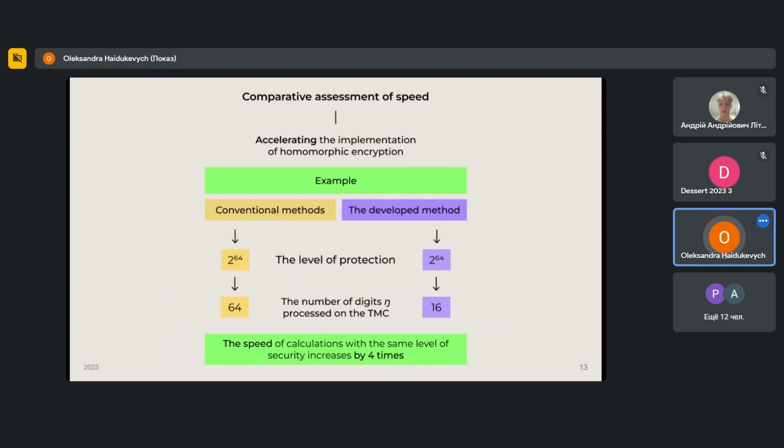For instance, consider a security level specified as requiring 2 to the power of 64 enumerations. In conventional methods, 64 bits are processed on the terminal microcontroller to achieve this level of security. However, with the developed method, the same level of security can be reached by processing only 16 digits. Therefore, in this example, our method enables a fourfold acceleration of calculations while maintaining the same security level.